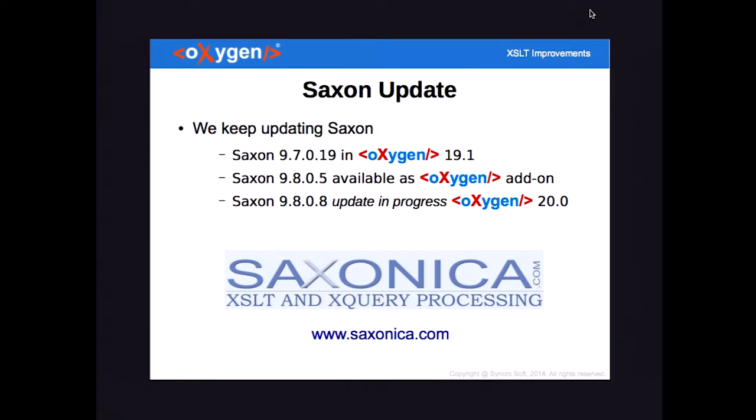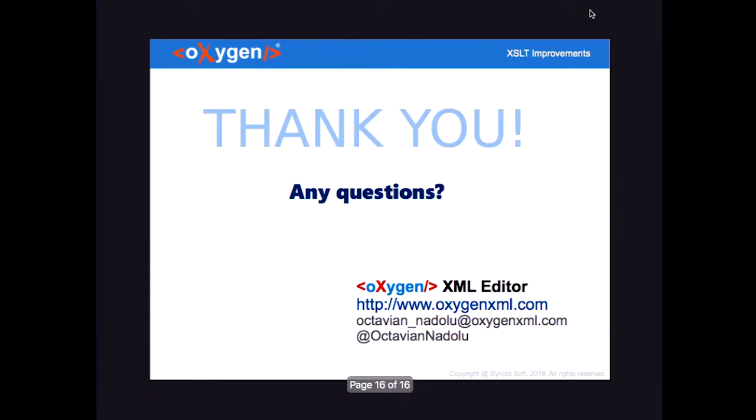For the Saxon update, in 19.1 we had the 9.7 update, and we also made an add-on, so you can use the 9.8.0.5 version in 19.1 as well. We want to update it also for version 20, the new version that came out two days ago, I think, and we started to update it to have it also in Oxygen 20. And I think that's all.